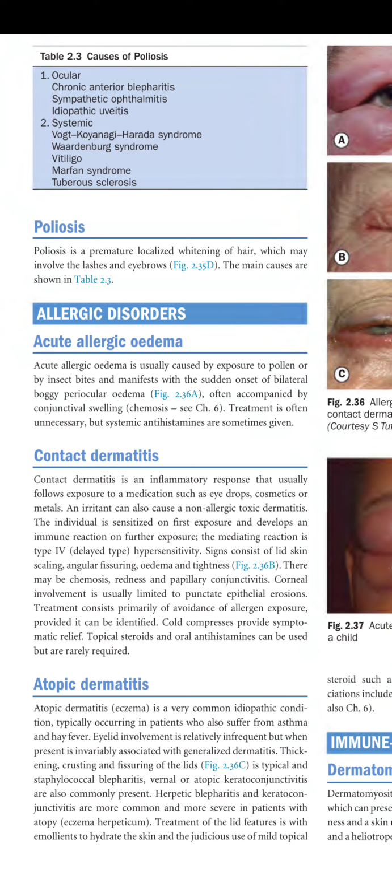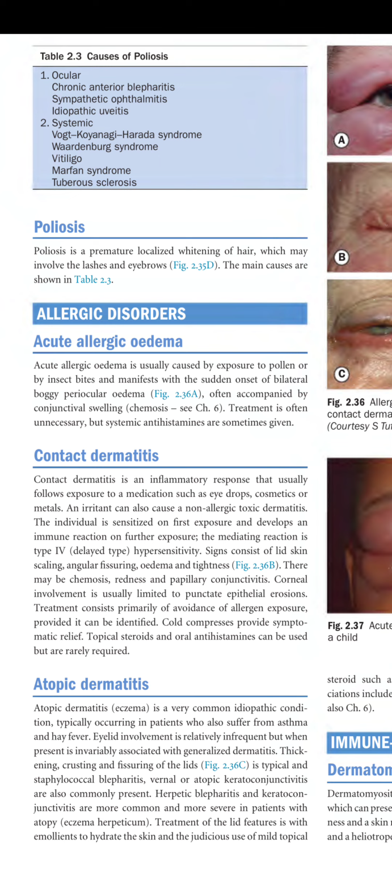The individual is sensitized on first exposure and develops an immune reaction on further exposure. The mediating reaction is type 4 delayed type hypersensitivity. Signs consist of lid skin scaling, angular fissuring, edema, and tightness. There may be chemosis, redness, and papillary conjunctivitis. Corneal involvement is usually limited to punctate epithelial erosion. Treatment consists primarily of avoidance of the allergen exposure, provided it can be identified.